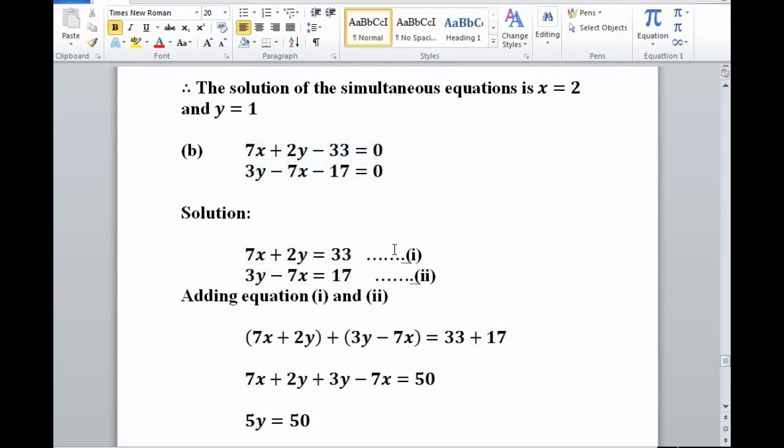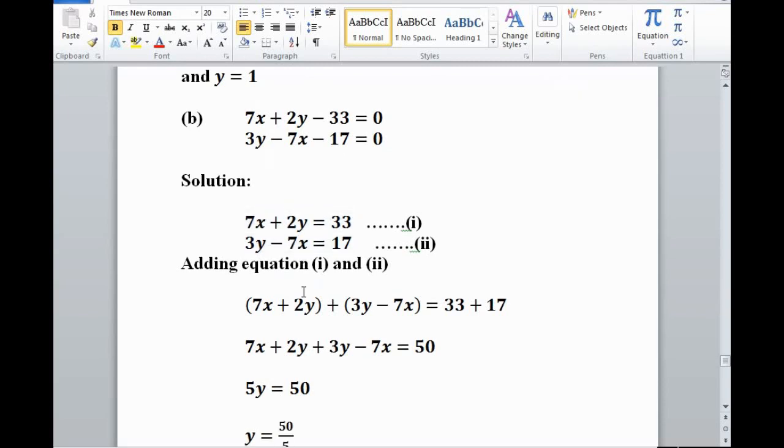I'm going to name this equation as equation 1, and I'm going to arrange this equation 2, or let me write it as it is. 3y minus 7x equals negative 17 becomes positive 17 on the right side. Let's add these two equations to eliminate variable x, because in both the equations x is having the same coefficient, 7 and minus 7.